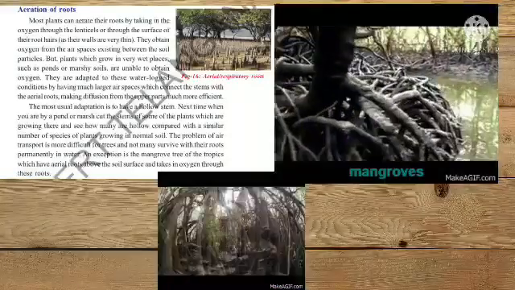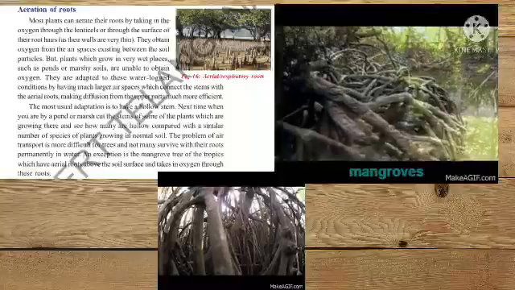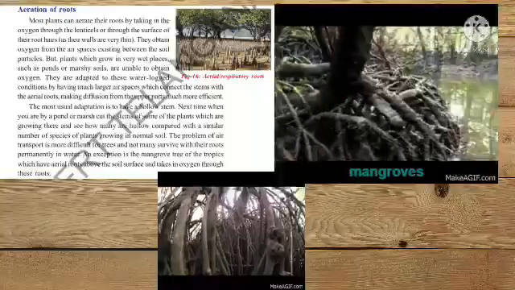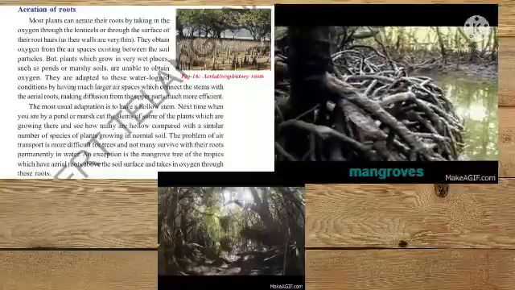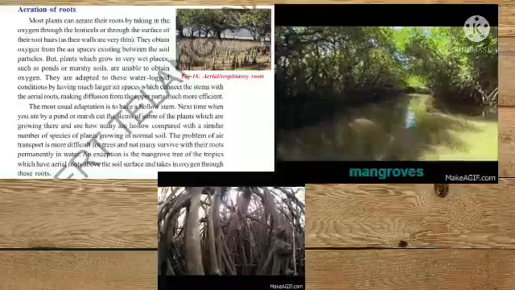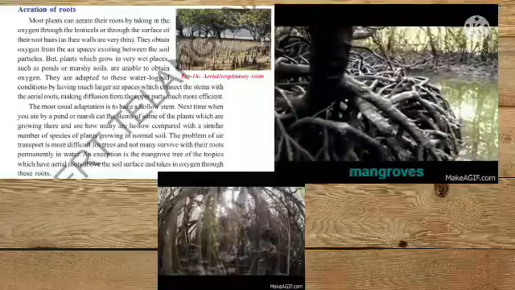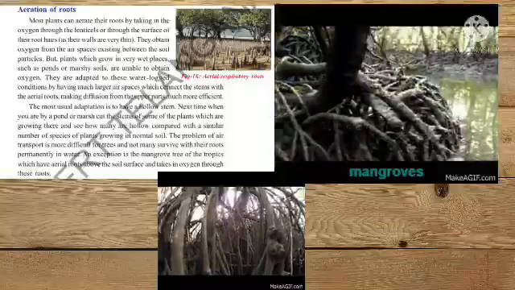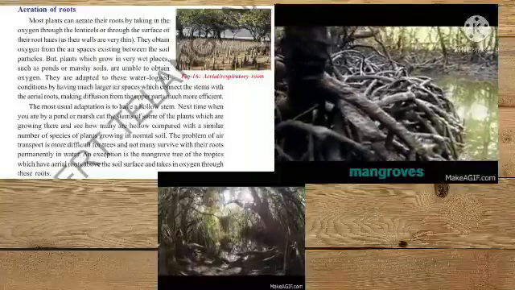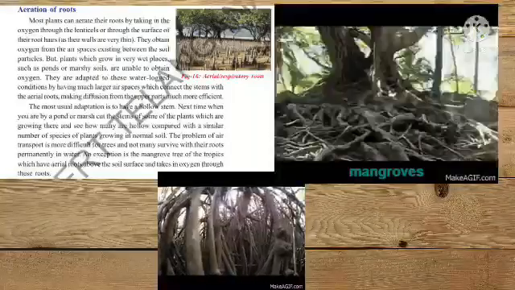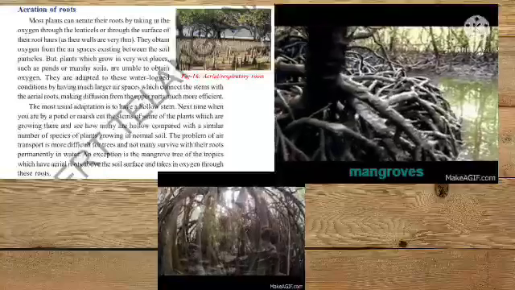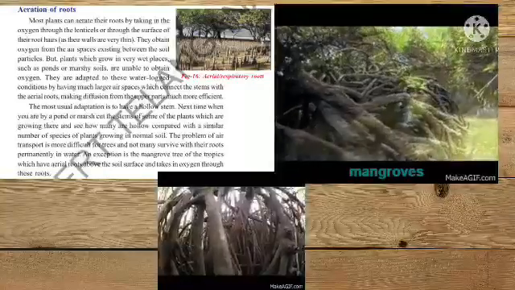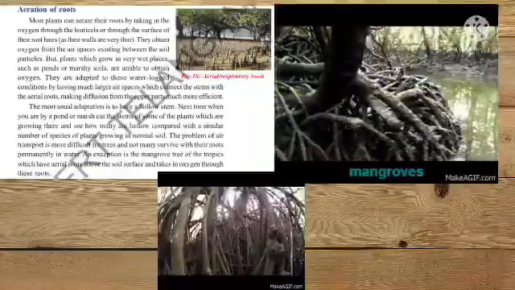What is aeration of root? Aeration is nothing but the intake of oxygen, the intake of a particular gas, which helps in the production of energy. Most plants can aerate their roots by taking in oxygen through the lenticels or the surface of the root system. They obtain the oxygen from the airspace existing between the soil particles.